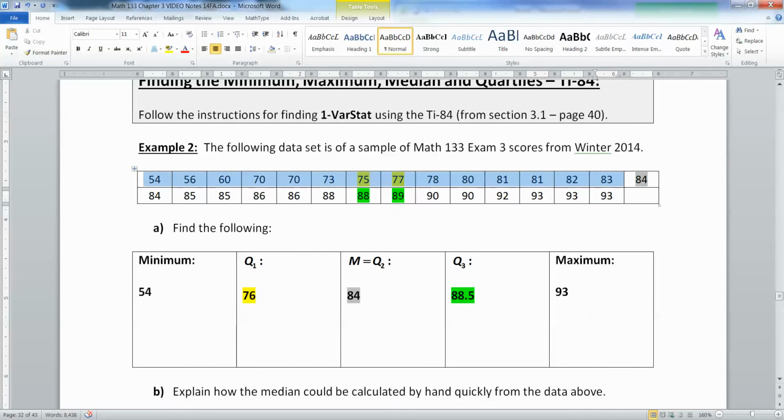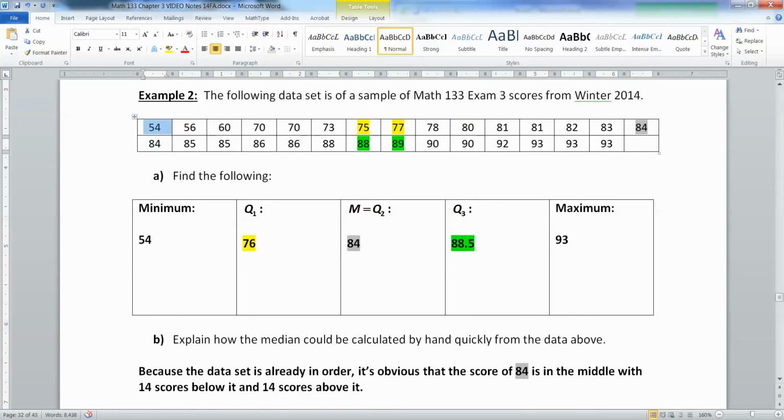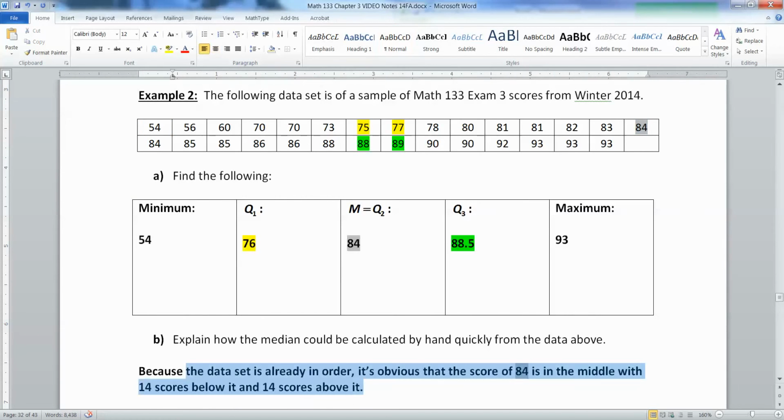You have half the scores below that value of 84. Then you have half the scores above that value. Because the data set was put in order, it's very obvious what the median is. It's 84, and that's what I wrote right here.